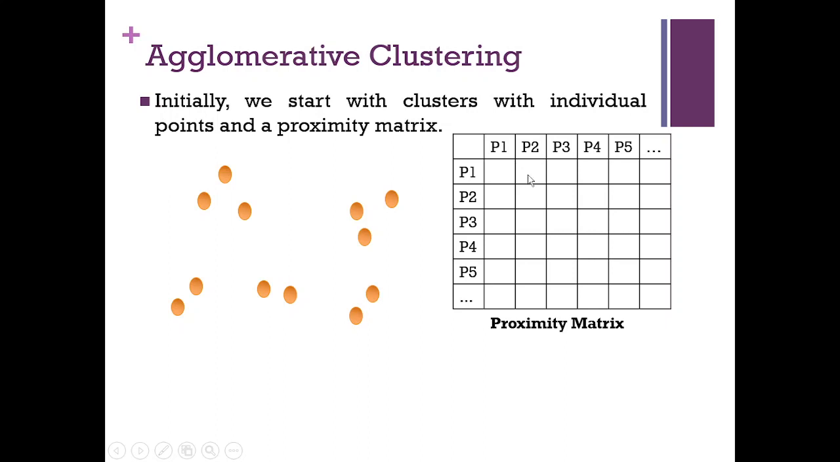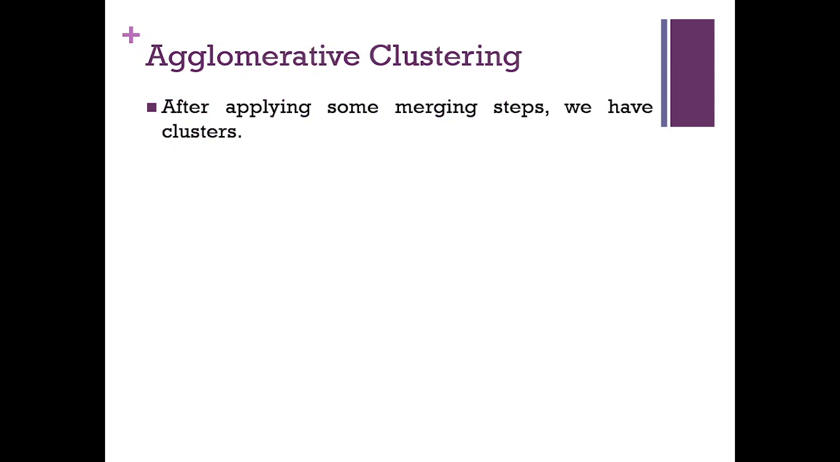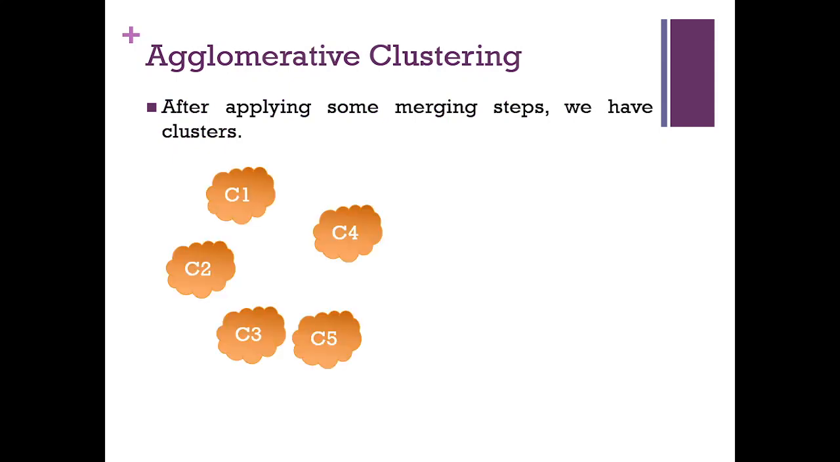Here I am going to record the proximity between point P1 and P2, P1 and P3, P1 and P4, P1 and P5. So it is going to basically record the proximity of each point from each other point. Obviously, the proximity of the point to itself would be 0. Okay. So next, after applying some merging step, we're going to get some clusters.